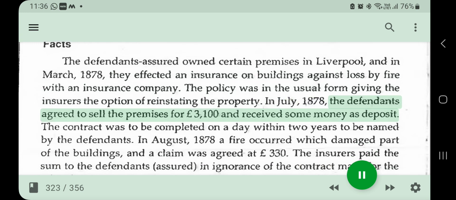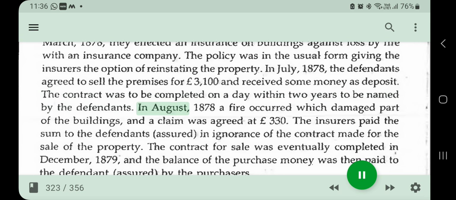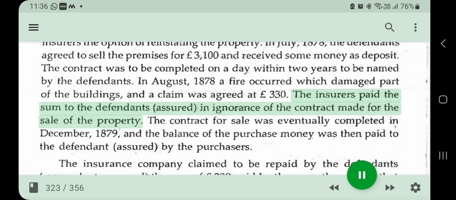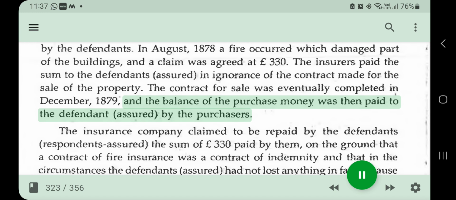In July 1878, the defendants agreed to sell the premises for £3,100 and received some money as deposit. The contract was to be completed on a day within 2 years to be named by the defendants. In August 1878, a fire occurred which damaged part of the buildings, and a claim was agreed at £330. The insurers paid the sum to the defendants, assured, in ignorance of the contract made for the sale of the property. The contract for sale was eventually completed in December 1879, and the balance of the purchase money was then paid to the defendant, assured, by the purchasers.